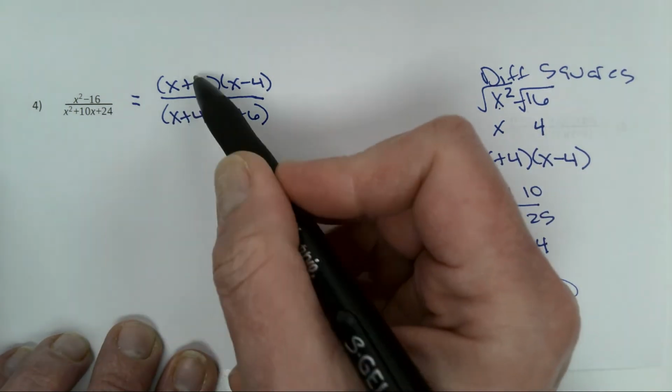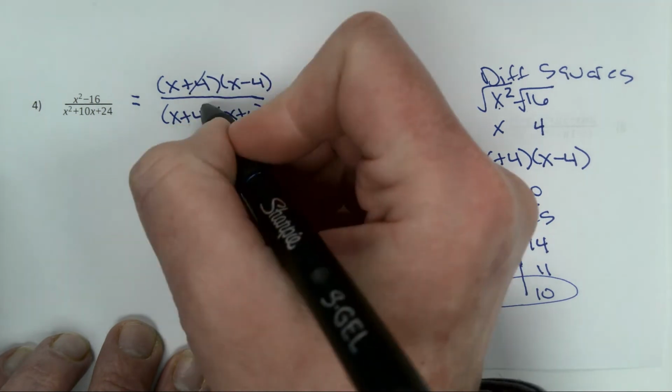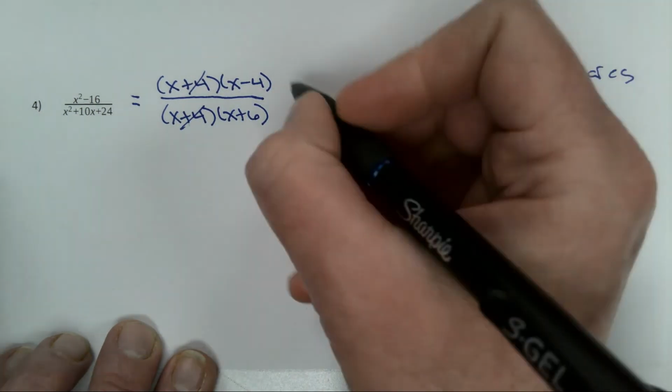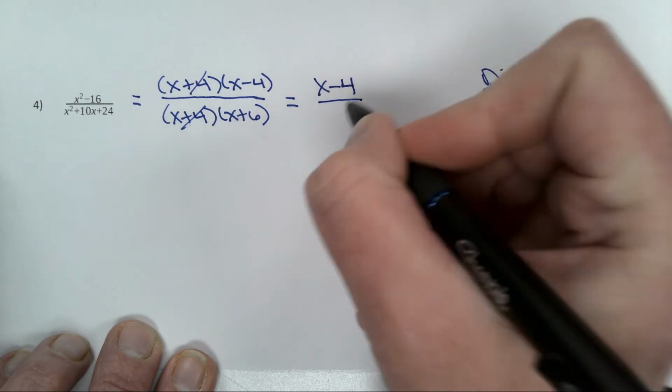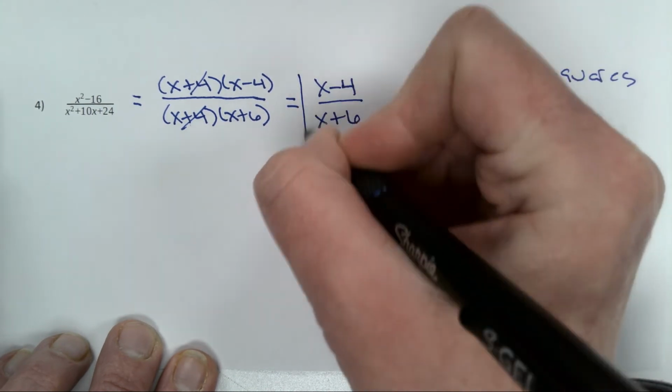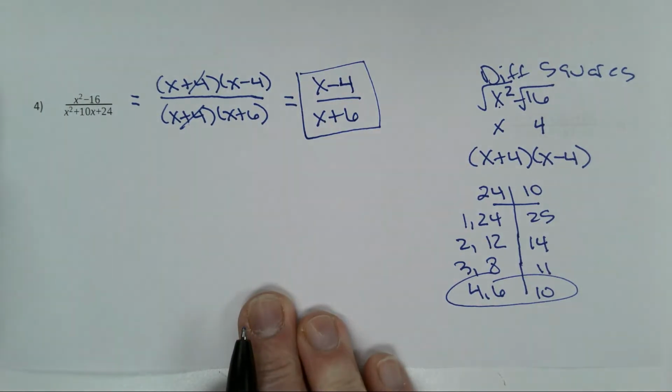I have matching factors on top and bottom, so they cancel each other out. And therefore, I'm just left with x minus 4 divided by x plus 6.